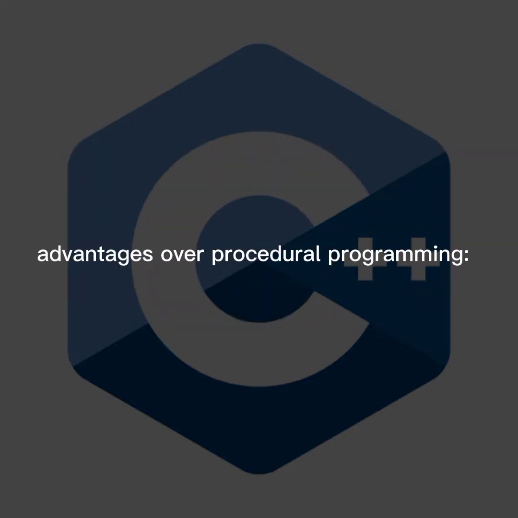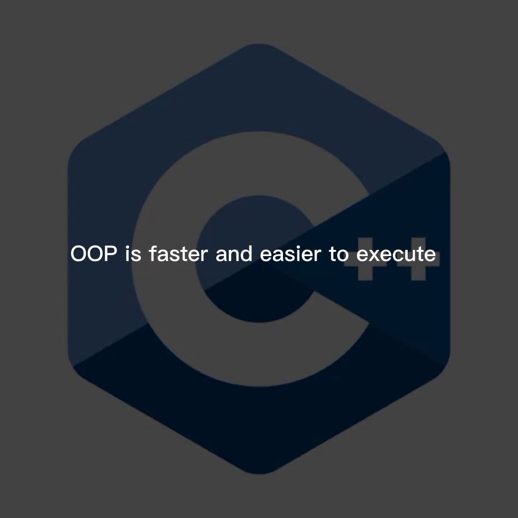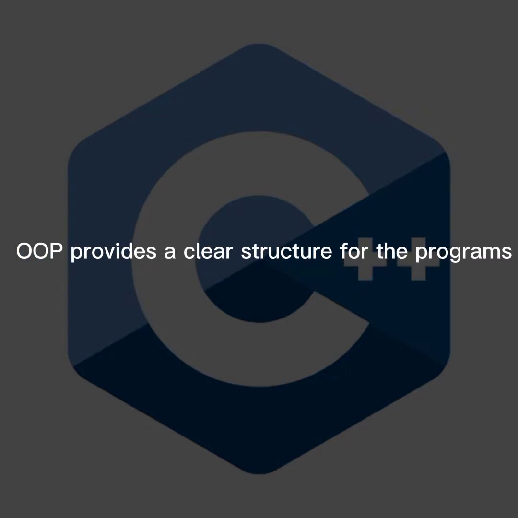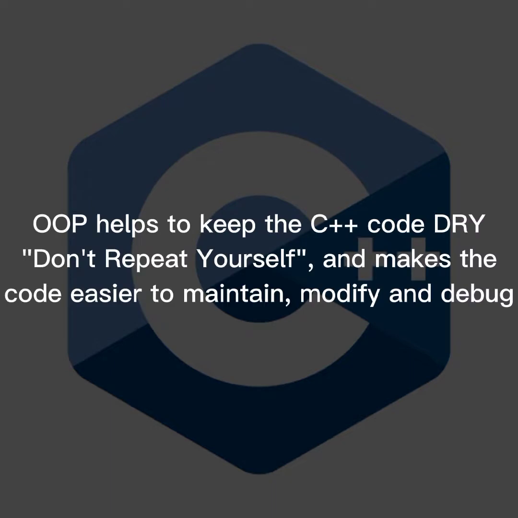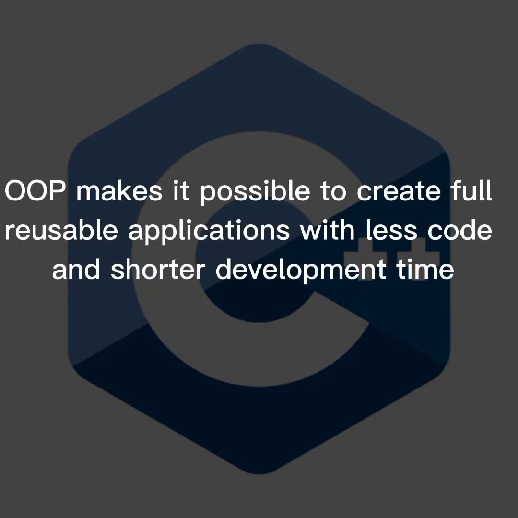Advantages over procedural programming. OOP is faster and easier to execute. OOP provides a clear structure for the programs. OOP helps to keep the C++ code DRY, don't repeat yourself, and makes the code easier to maintain, modify, and debug. OOP makes it possible to create fully reusable applications with less code and shorter development time.